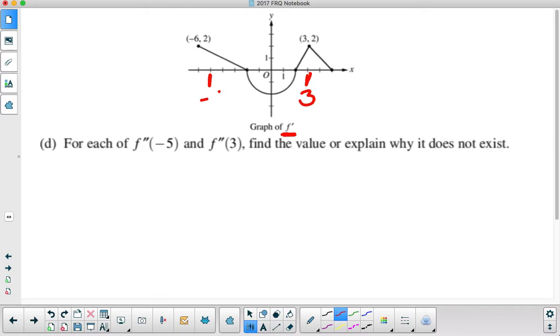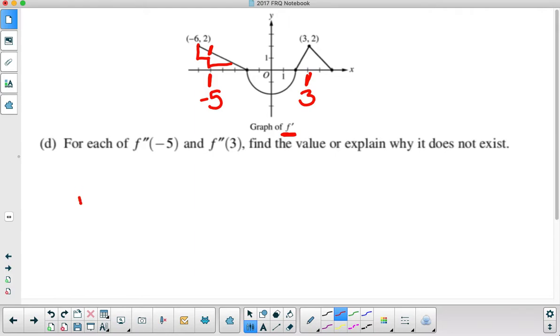Here's negative 5. We need to find out what the value is at negative 5 and 3 for the second derivative, or we need to say that it doesn't exist and explain why it doesn't exist. So all we need to do is look at these and see what the slope is, because the second derivative is just slope. This is a line. All you got to do is count down, over, just like you did in Algebra 1, down and over, just get your slope, all right?